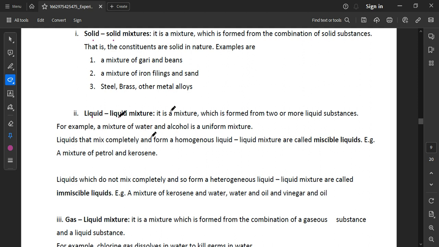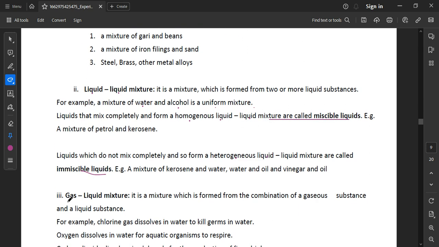For example, a mixture of water and alcohol is a uniform mixture. Liquids that mix completely and form a homogeneous liquid are called miscible liquids. Example: a mixture of petrol and kerosene. Liquids which do not mix completely and so form a heterogeneous liquid are called immiscible liquids. Examples: kerosene and water, water and oil, and vinegar and oil.